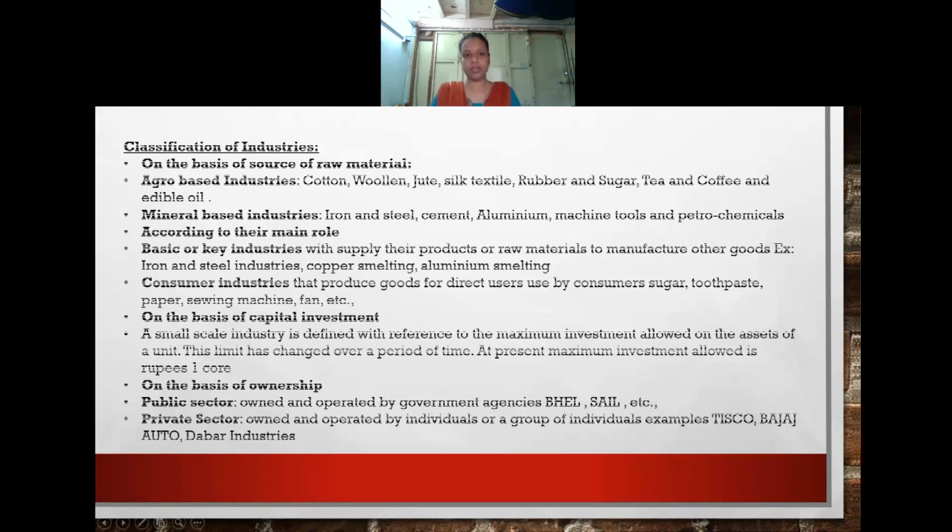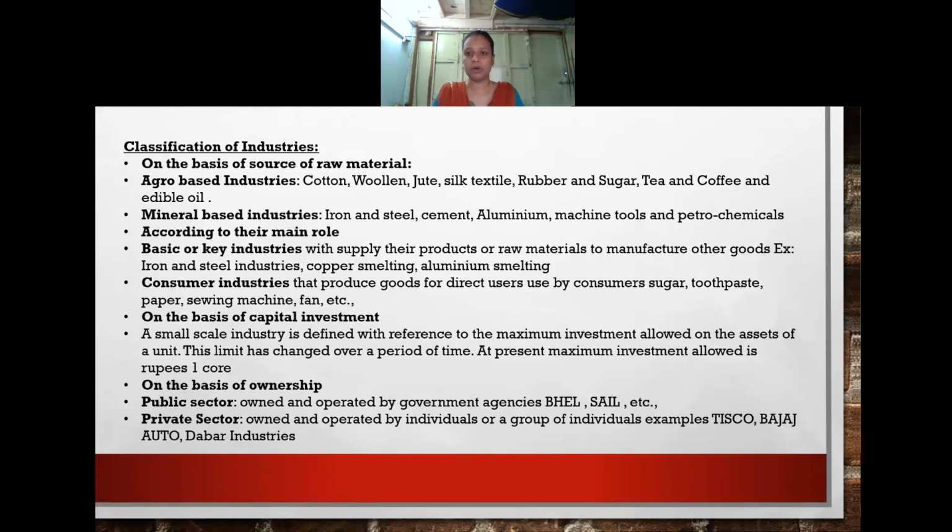Next one is the consumer industry, which produces goods for direct use by the consumers. Whatever industries are directly used by the consumers, like sugar, toothpaste, paper, sewing machine, and fan, etc., are categorized under the consumer industry. They play a very important role. Even these industries come under this category, but the main role is played by these industries.